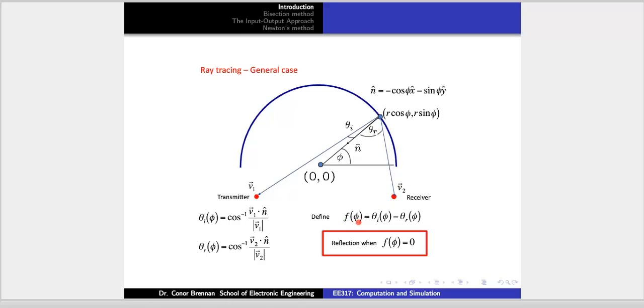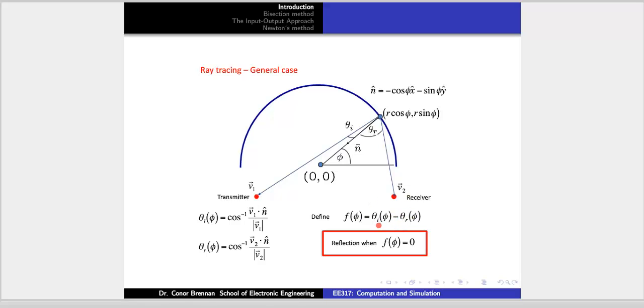And we can define another function of phi: the incident angle that a line from the transmitter to a point on the semicircle would make with the normal. That's the incident angle, theta I. That's a function of phi because as phi changes, the distance changes, and in turn this angle, theta I, will change. And we can also define theta R, the reflection angle; as phi changes along here, theta R will also change. Theta R is a function of phi, theta I is a function of phi, and we can define f to be the difference between these two angles.